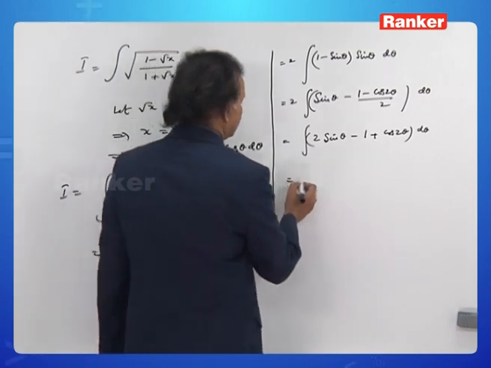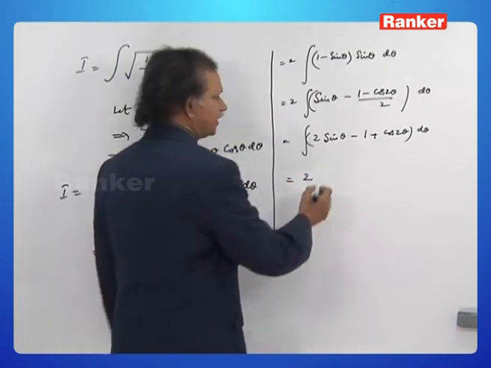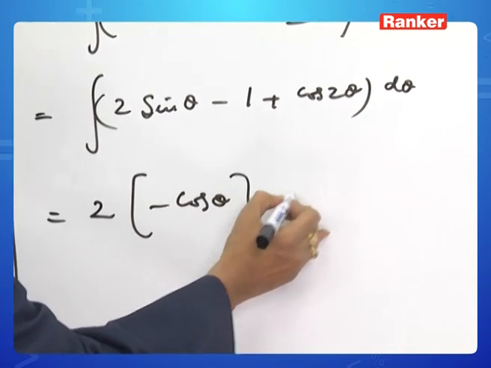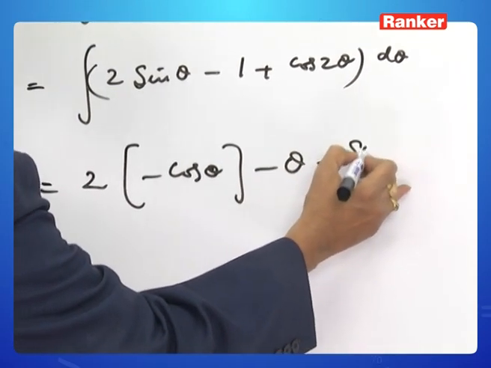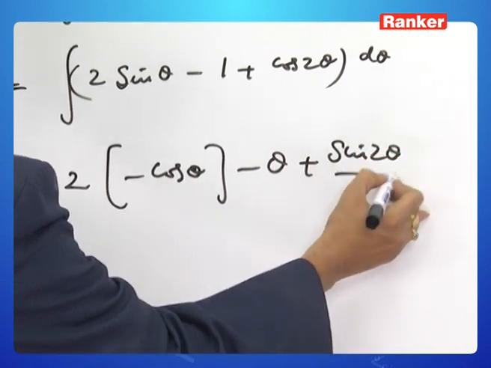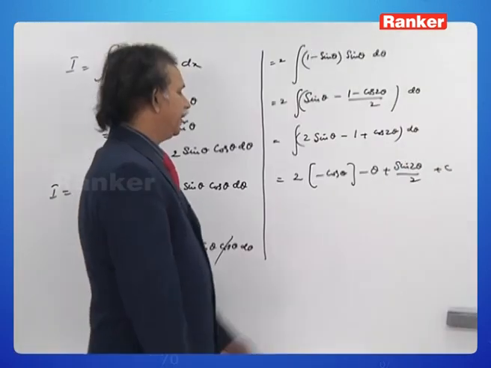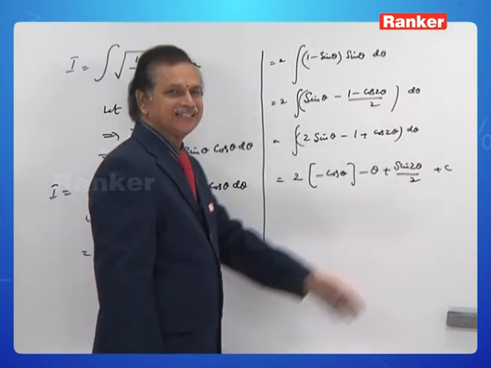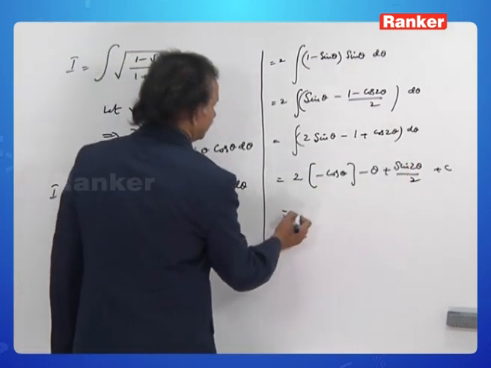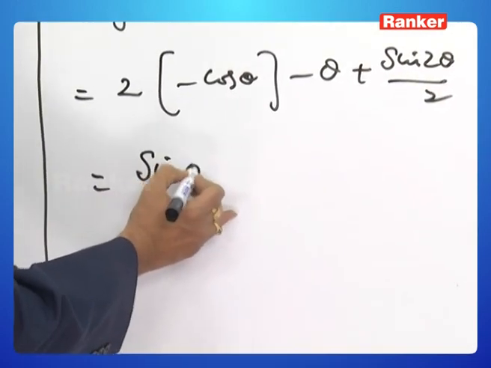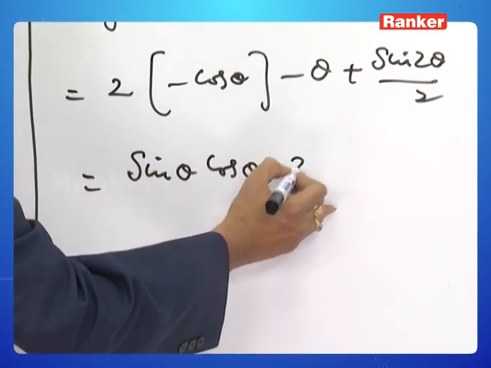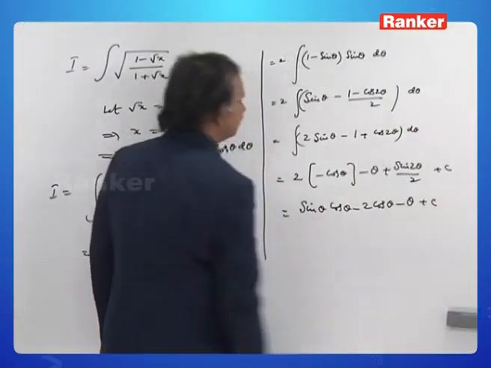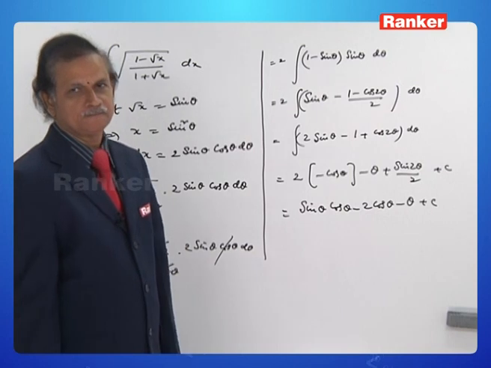This is equal to 2 into, what is integral of sin theta? Minus cos theta, minus theta plus sin 2 theta by 2, plus c. Okay, what is sin 2 theta? 2 sin theta cos theta by 2 is sin theta cos theta. Hence it is sin theta cos theta minus 2 cos theta minus theta plus c is the answer.